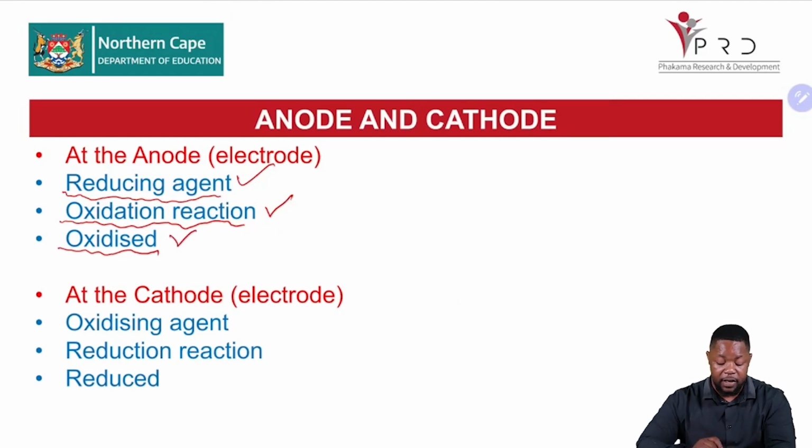At the cathode, the cathode is the electrode. That's where we are going to get the oxidizing agent. And then the reaction that is happening there is a reduction reaction, and the substance in the cathode compartment undergoes reduction. And we say that that substance is reduced.